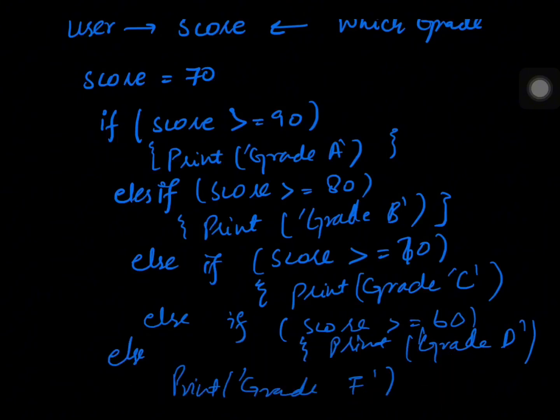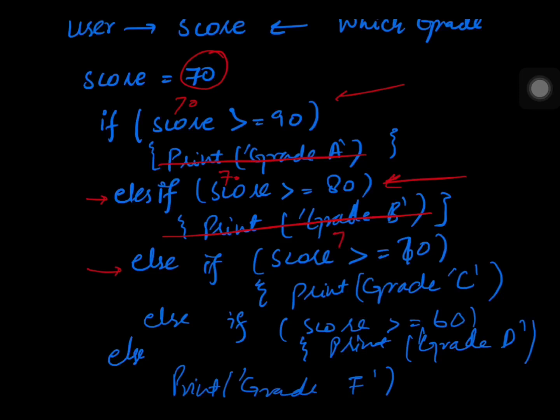So what is going to happen is, the user entered 70. First of all, this condition will be checked: is 70 greater than or equal to 90? No, so this will not execute. Next, this statement will be checked. If the score is greater than or equal to 80, then print grade B. Is this condition true? No, this condition is false as well, so this will not be printed.